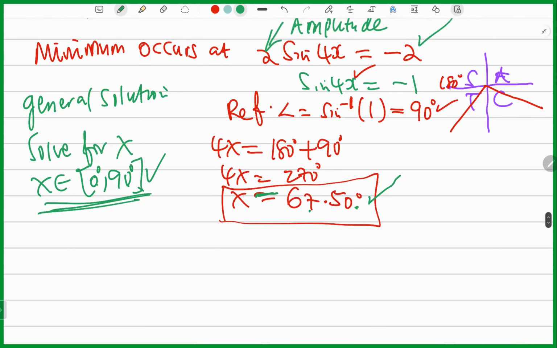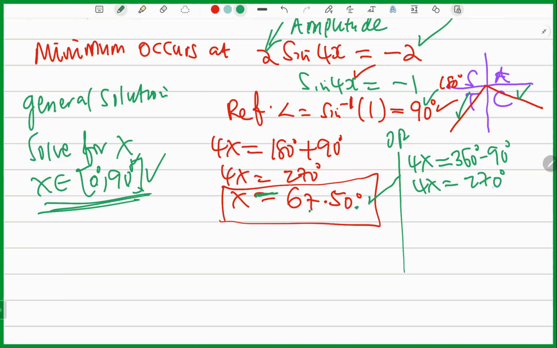But now, obviously, this one is here. But now you must try this one as well. So let's try the other one. We expect it to be outside the 90 degrees, to be very large, but let's practice. Right, so we use our reference angle, so it's going to be 360 degrees. Then we minus 90. What is 360 minus 90? It's 270.